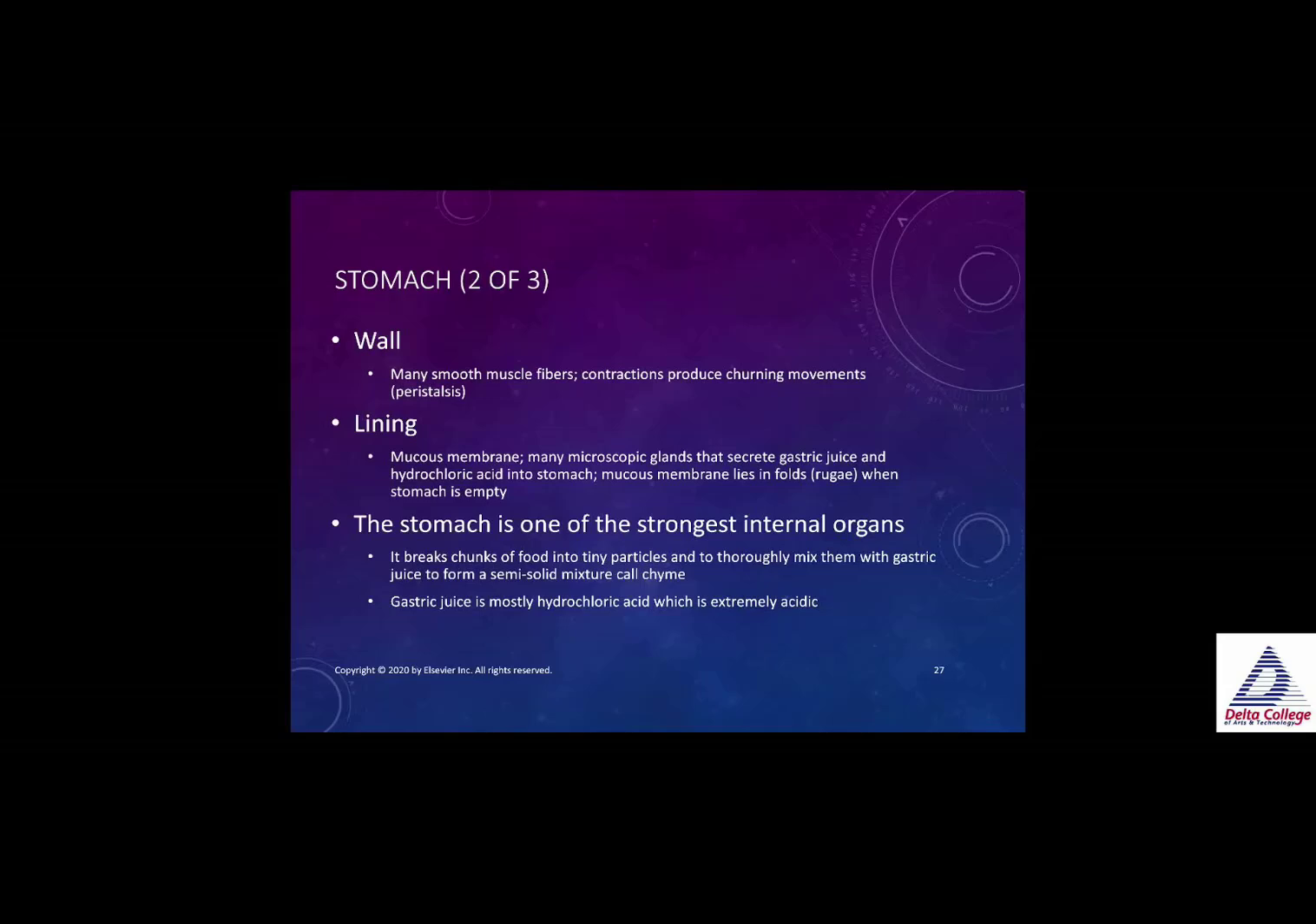Now, the stomach wall has many smooth muscle fibers, and contractions produce churning movements or peristalsis within the stomach. The lining is mucous membrane. It has many microscopic glands that secrete gastric juice and hydrochloric acid into the stomach. Hydrochloric acid has a pH of 4. It is extremely acidic. The mucous membrane lies in folds known as rugae when the stomach is empty to protect the stomach wall from that extremely acidic hydrochloric acid.